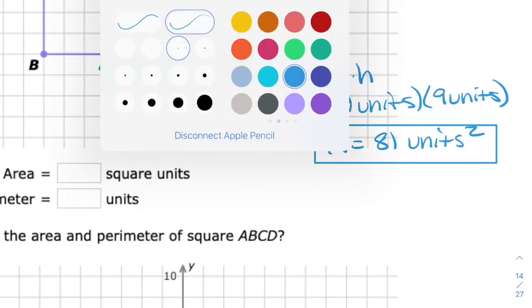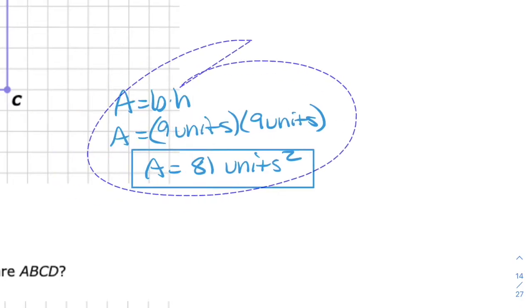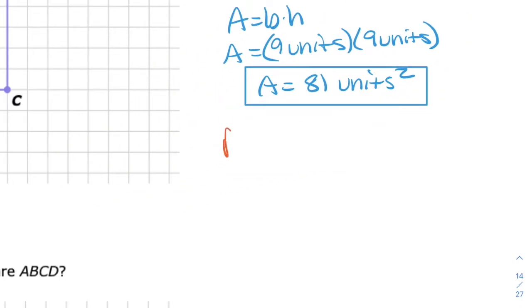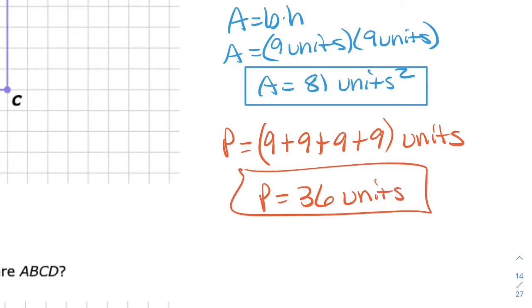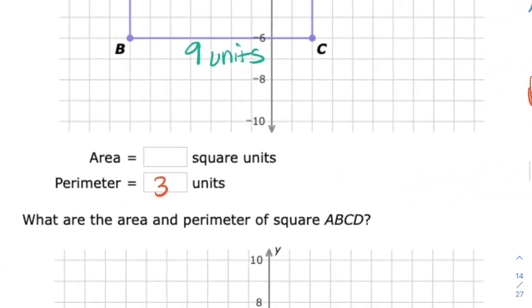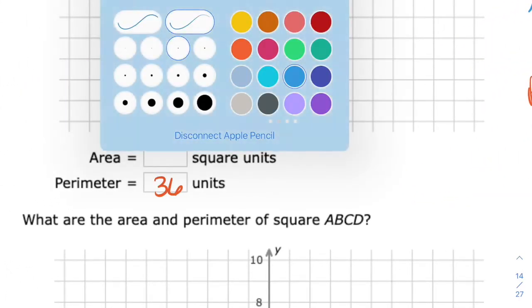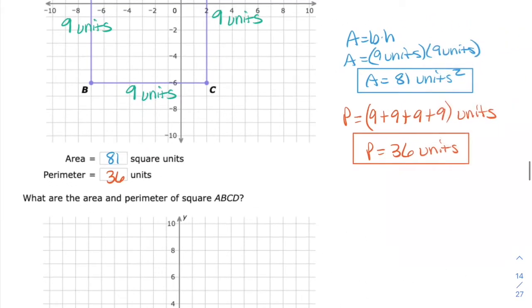And perimeter is going to be 9 plus 9 plus 9 plus 9 units. So 9, 18, 27, 36 units. We are done. So 36 and 81. One is squared units, one is regular units.